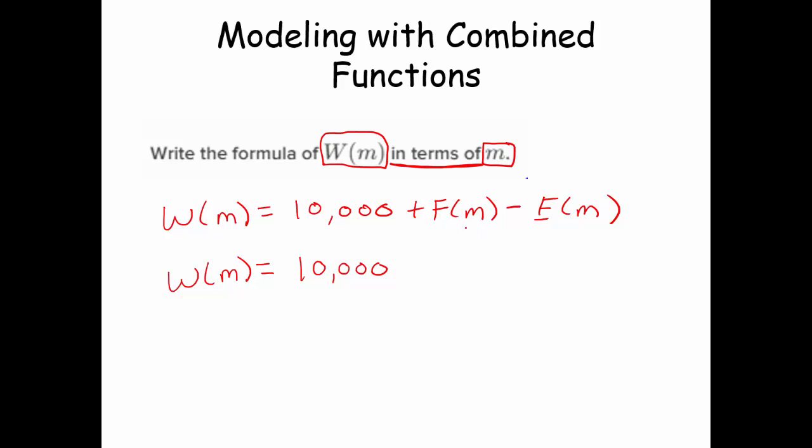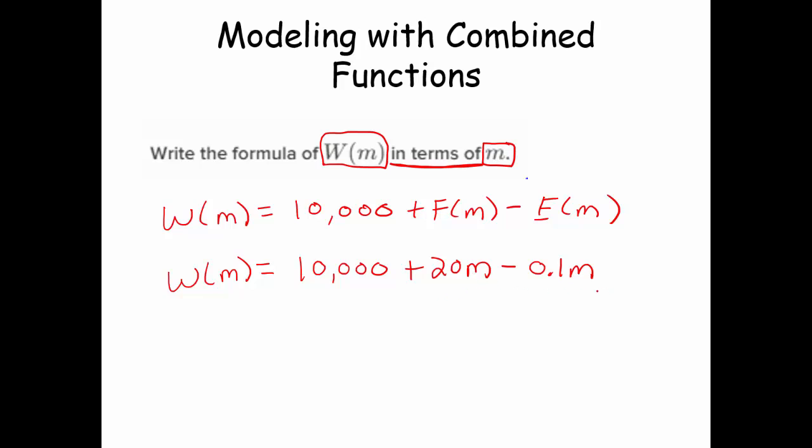Like, what is f of m? F of m, I came up with that function on the second slide. F of m is simply 20m. And what's e of m? E of m is 0.1m. So now look what I've done. I've written W of m in terms of m. That means that the only variable I see over here on the right-hand side is m. Whereas before, I was seeing f of m and e of m. I just want to see the variable m combined with other constants.